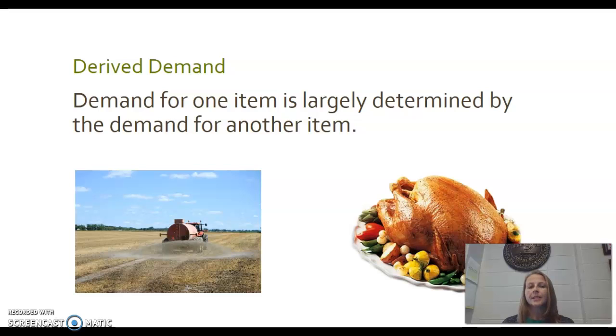There's one more word that we need to get here, and that is derived demand. Derived demand is when the demand for one item is largely determined by the demand for another item. So an example would be if a farmer's fertilizer demands are changed because people have an increased desire for turkey. So in essence, there's an increase in turkey demand. So then there's an increase in corn demand to feed that turkey, which would cause an increase in fertilizer demand to grow the corn.